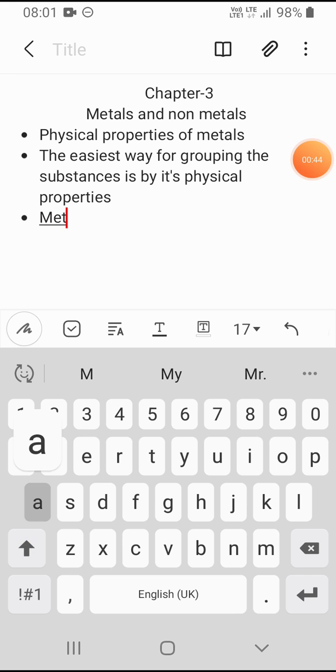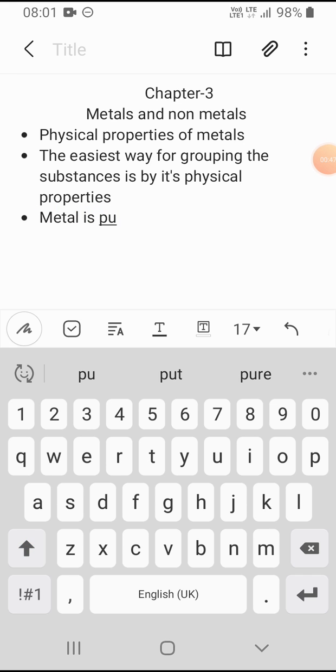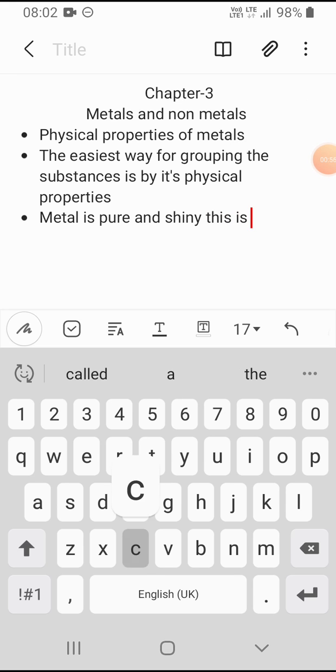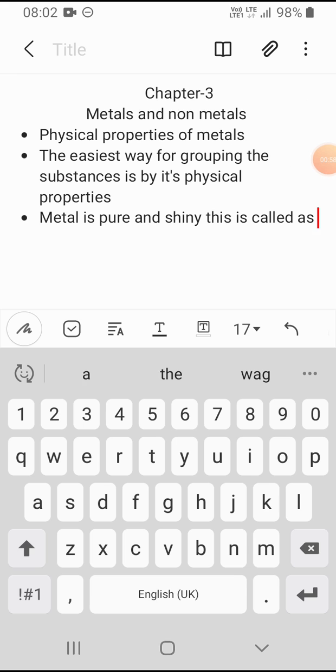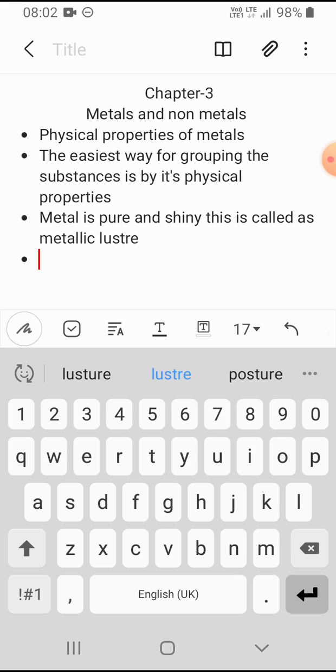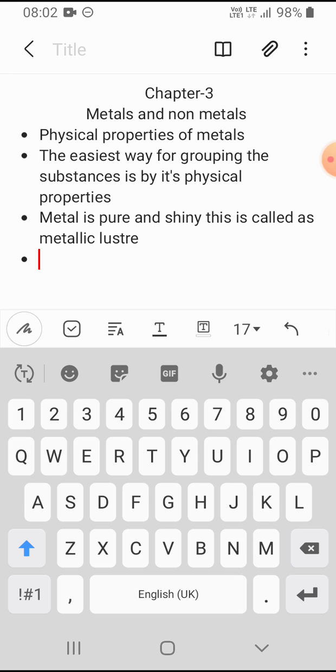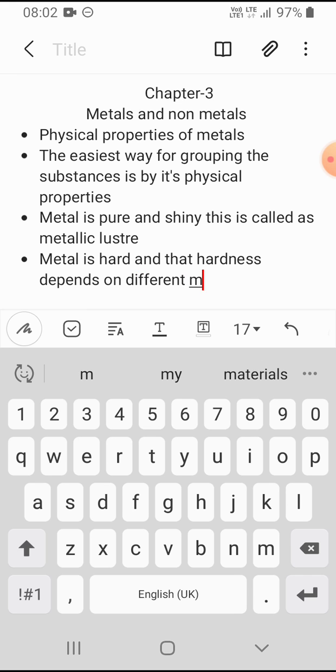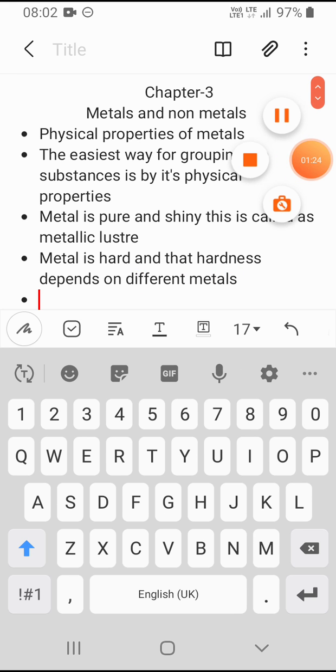Metal is pure and shiny, and this is called metallic luster. Pure and shiny of metal is called metallic luster. And also, metal is hard, and the hardness depends on different metals. It depends on which metals we are using.